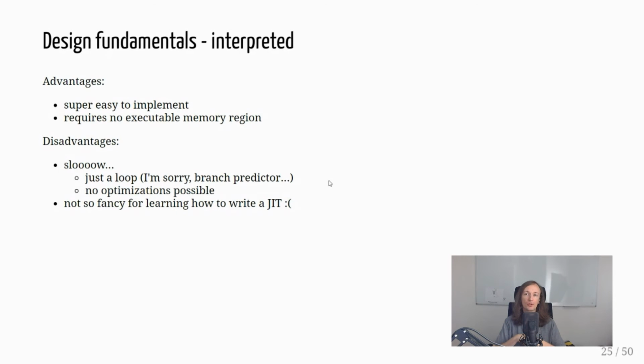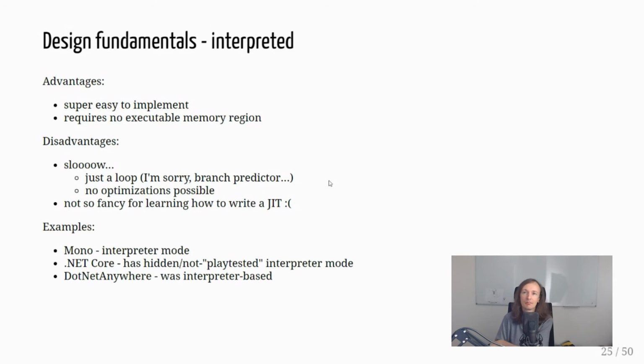The CPU cannot introduce any optimizations here. The branch predictor is just screaming, because every time there is another instruction in this huge switch. And also here there are no optimizations possible. We are just interpreting instruction by instruction. And by the way, for me, it was not super tempting, because it does not provide any way of learning how to write a real JIT. This is something that we can write, but it is obvious and straightforward, so not so fun.